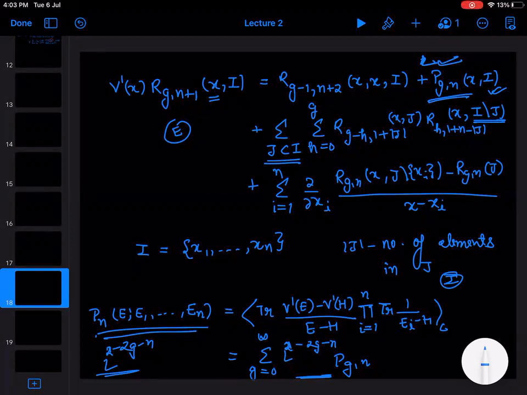I'll probably need half an hour or 45 minutes more to finish up everything. So I'll continue tomorrow, and then Pranjal can start.